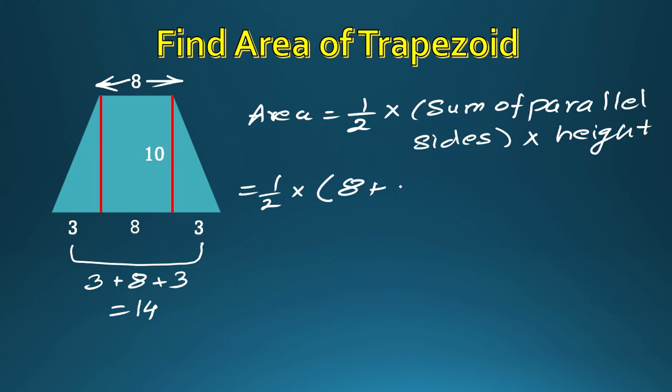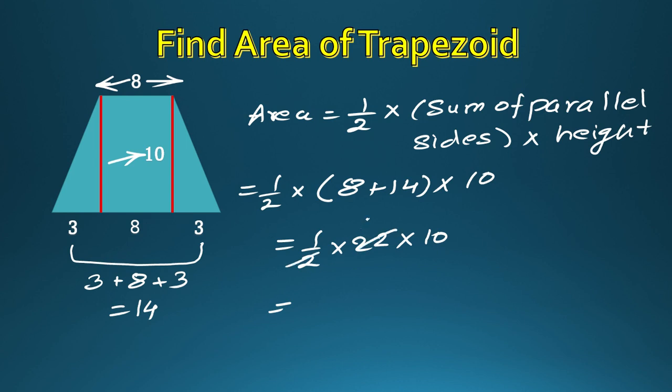Okay, so write this 14 here, times the height, which is 10. This is the height. Now you need to simplify only. 14 plus 8 is 22, multiplied by 10. Now you can see 22 is up and 2 is down, so it can divide easily. 22 divided by 2 will be 11, and 11 times 10 will be 110. No unit is written here, so you will write unit square.